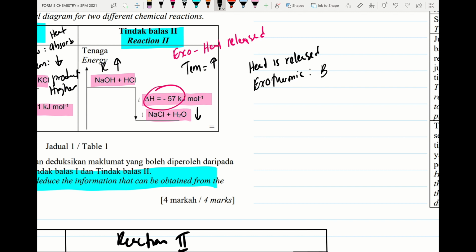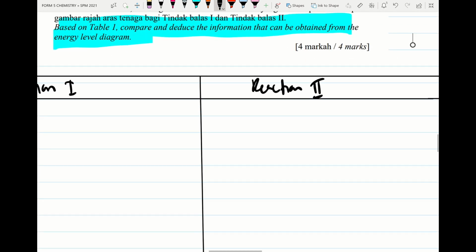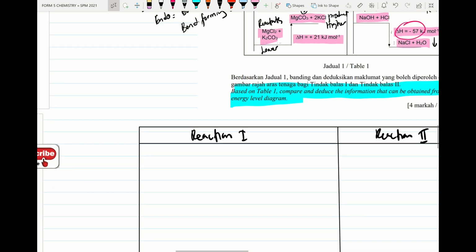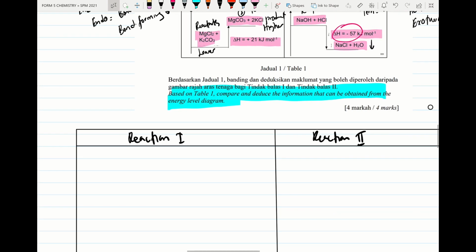And please remember, exothermic reaction is bond forming reaction. That means the heat energy released during bond forming is higher than the heat energy absorbed during bond breaking. All these points should be written in the answer. So we try to answer this question. We need to compare and deduce the information that can be obtained from the energy level diagram given.